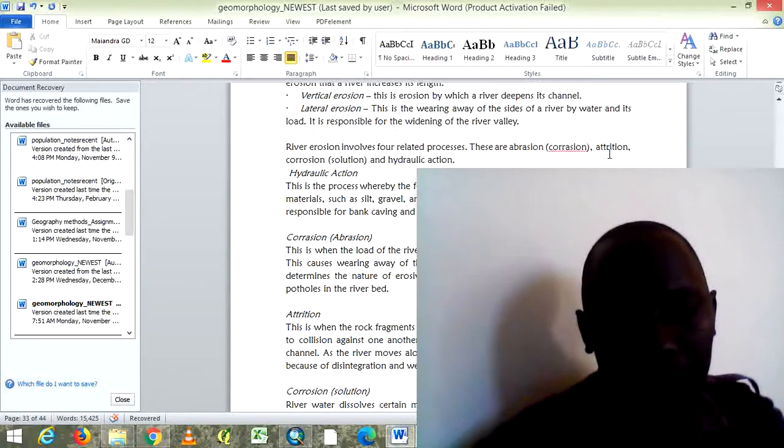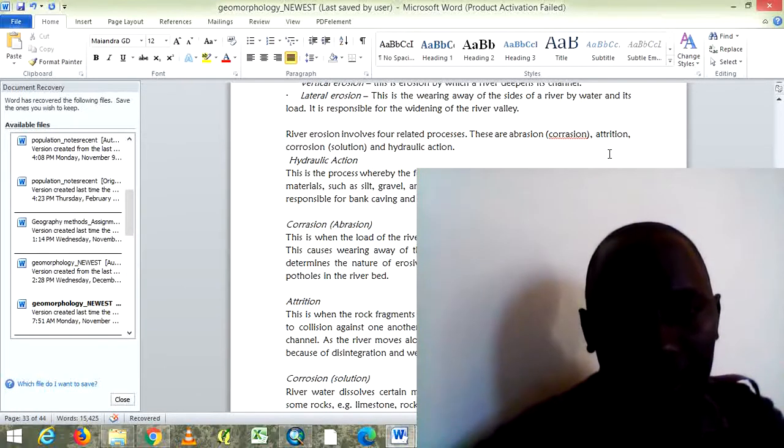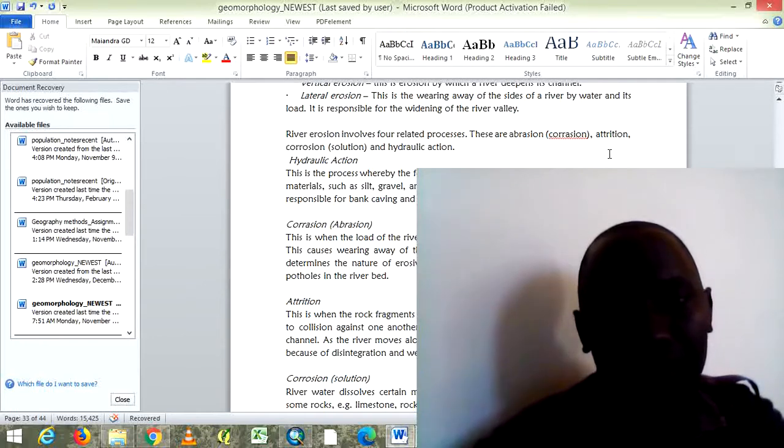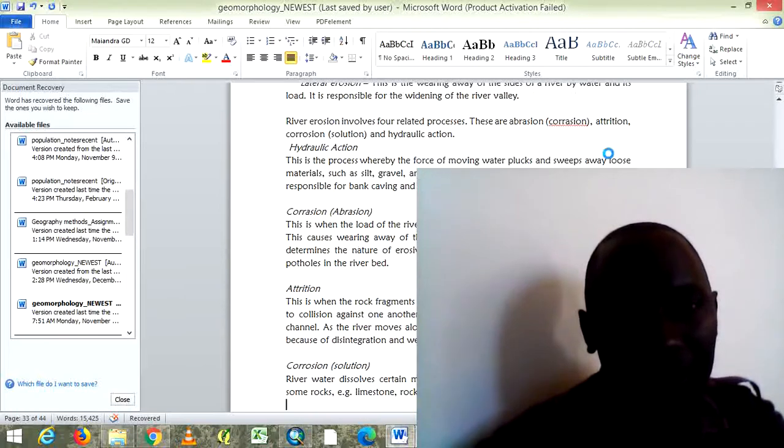Attrition is when the rock fragments in the river are broken into further fragments due to collision against one another. You know very well that when material is being transported from the upper course of the river, it's usually a very large load. But as it approaches the delta, it's very small and fine material. The process which reduces the size of those fragments is the one we refer to as attrition.